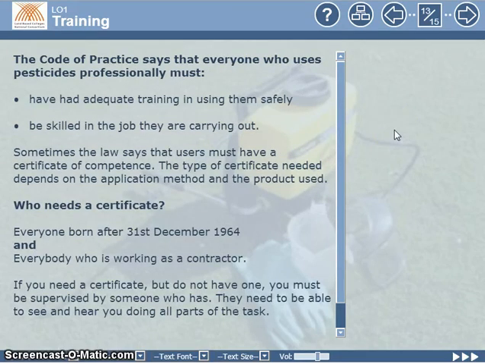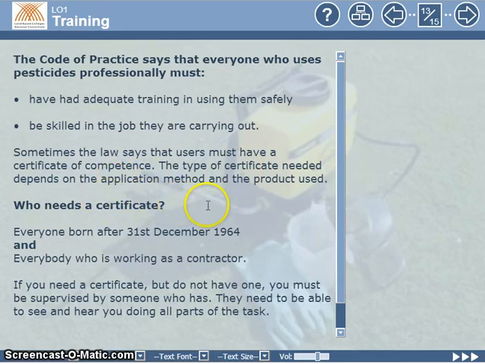The Code of Practice says that everyone who uses pesticides professionally must have adequate training in using them safely, be skilled in the job they are carrying out. Sometimes the law says that users must have a certificate of competence. The type of certificate needed depends on the application method and the product used.